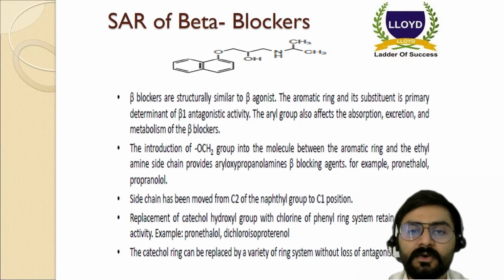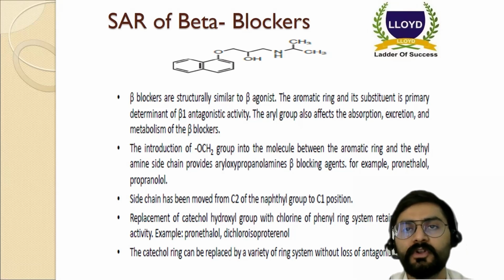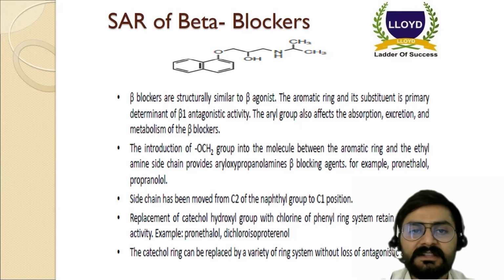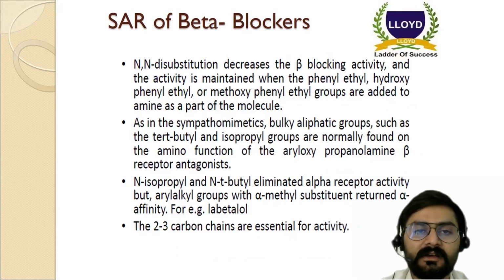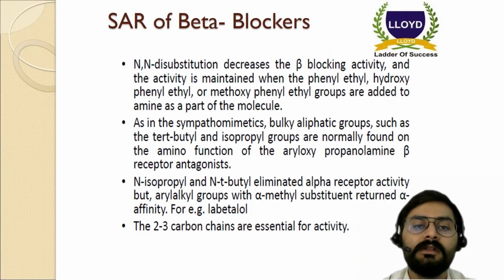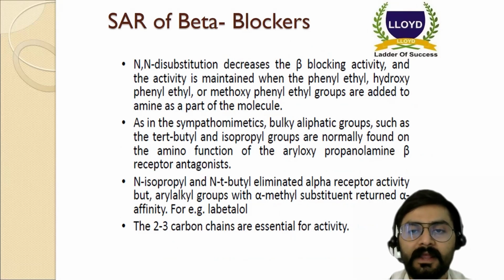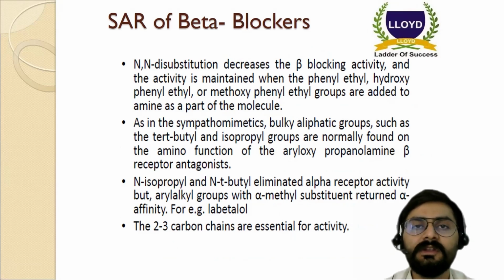If we replace the catechol group with chlorine, it retains beta blocker activity. The example is dichloroisoproterenol. The next substitution is on nitrogen. Nitrogen substitution like tertiary butyl or isopropyl enhances beta blocking activity but can eliminate alpha activity. So, if we provide bulkiness to the nitrogen atom, it will result in beta blocking activities.